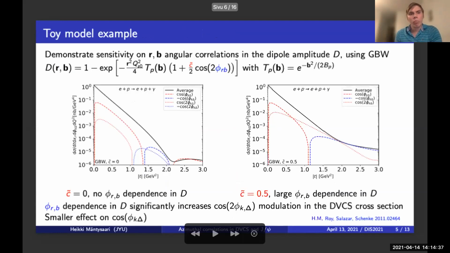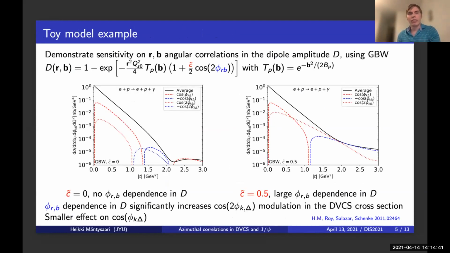Okay, so let's first demonstrate using a toy model the fact that if I have some dependence on the dipole orientation in my dipole scattering amplitude, that really has a big effect at the cross-section level. So we can use a GPW-inspired toy model where I can tune on or off these angular correlations. If C is 0, then there is no dependence on the orientation in the dipole amplitude. And if I have some non-zero C, then the dipole prefers to scatter when it's parallel to the impact parameter. And let me walk you through the busy plots that I have here.